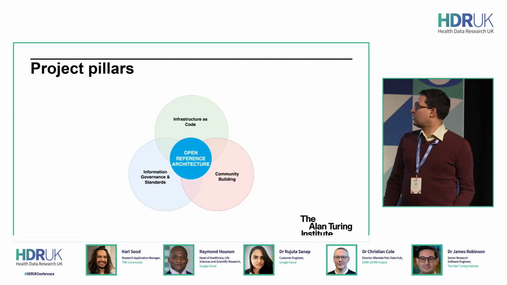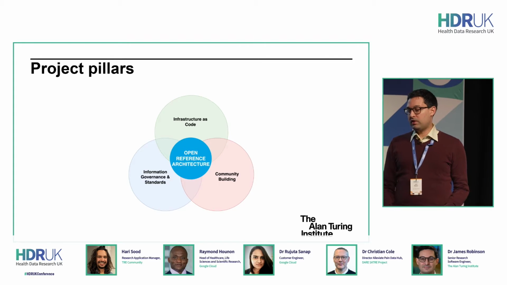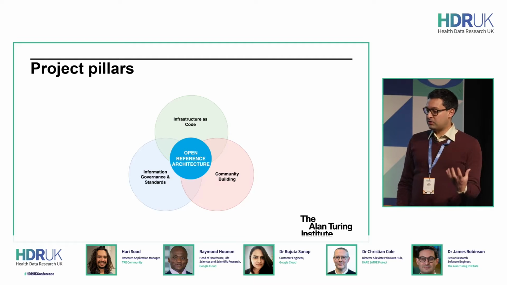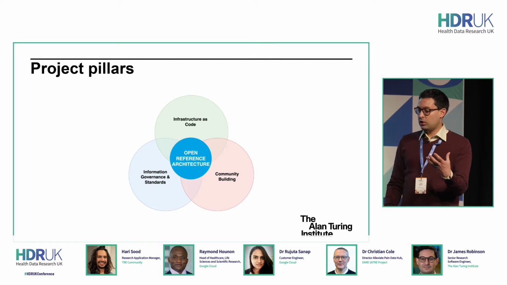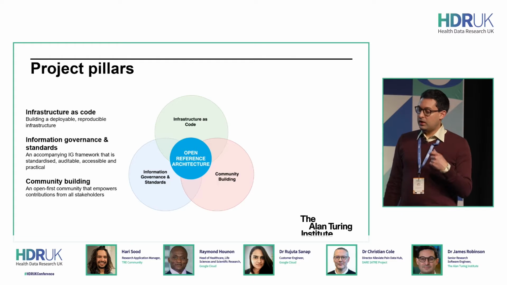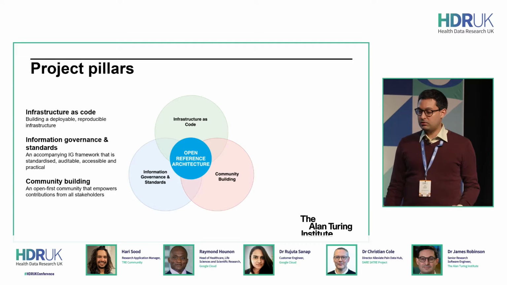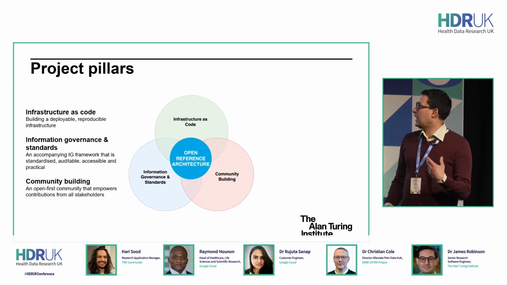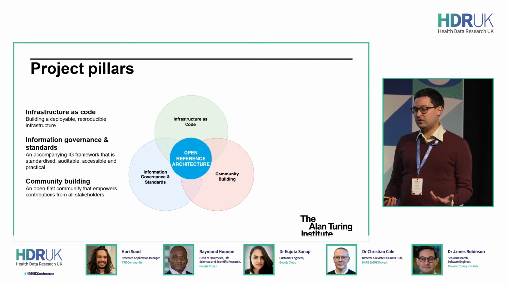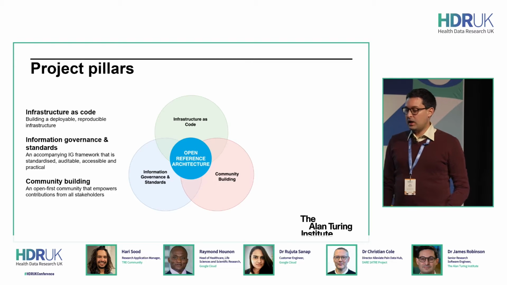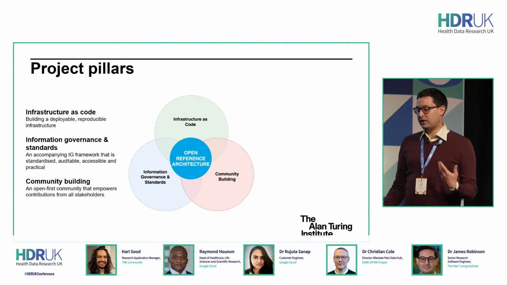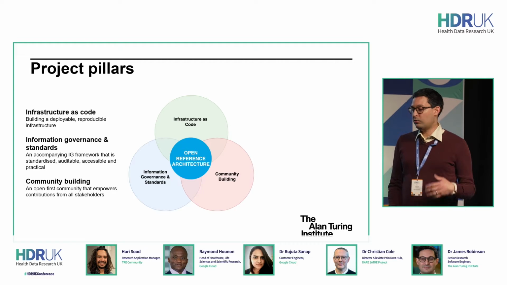So the project we've been working on at the Turing has different components to it, really, that all coalesce around the idea of an open reference implementation. So we have the information governance, as I just said, infrastructure as code, community building. So the infrastructure as code part is obviously around building a reproducible architecture environment. On information governance, we have a framework that goes along with this for standardized, auditable, accessible ways of making decisions about passage of information. And then community building, we're heavily involved in organizations like the UK TRE Community and other organizations like that, around the wider TRE space.